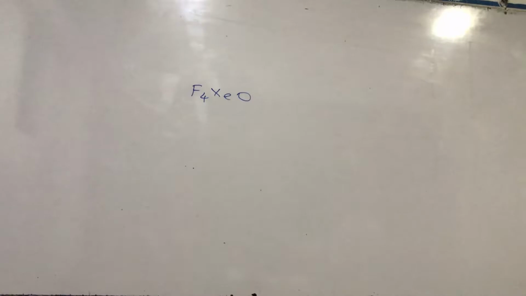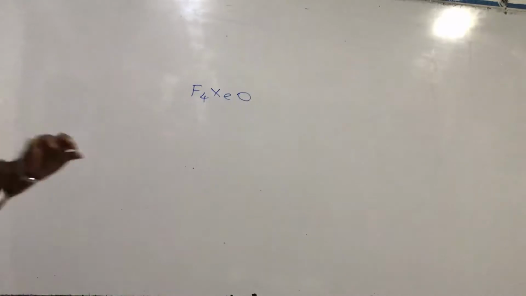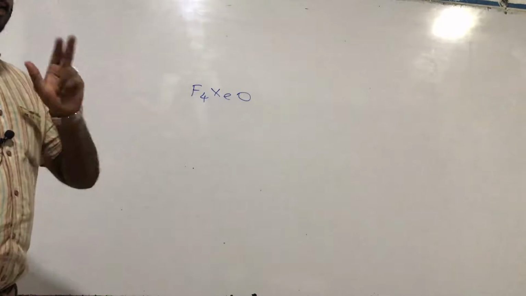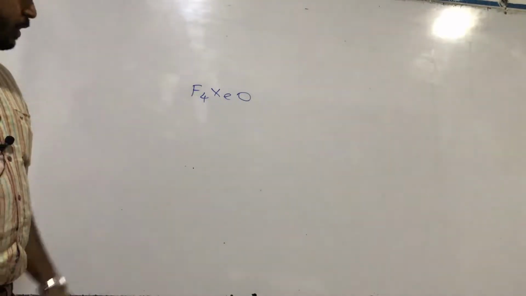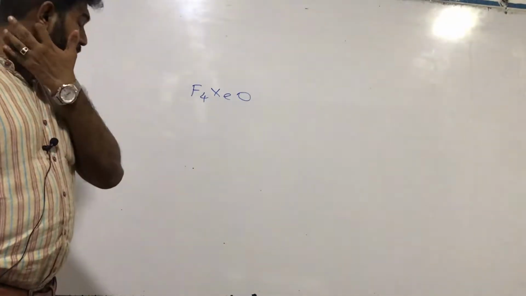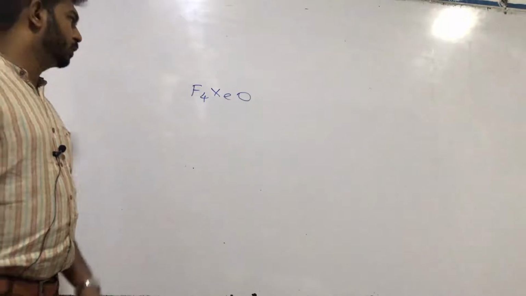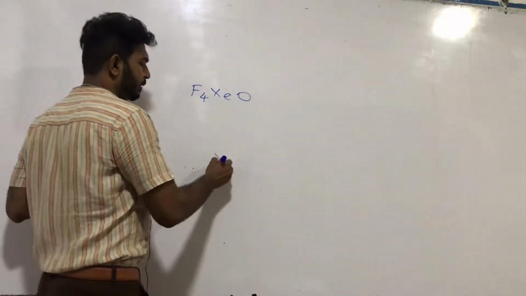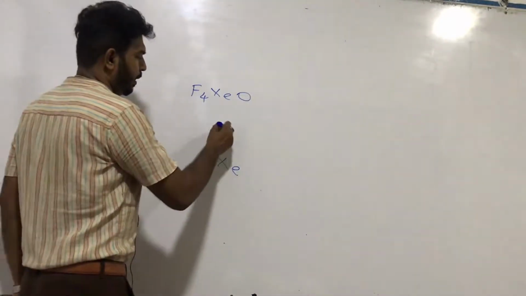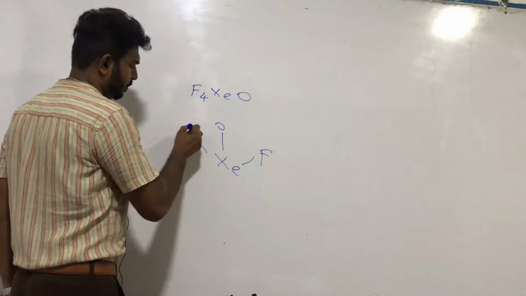Oxygen is the most electropositive atom. Why is that? Sorry, xenon is the most electropositive atom. Why is that? Xenon is a noble gas, so a noble gas doesn't try to make bonds. They have the lowest electronegativity values. So we have to take xenon as the central atom. Then we have to make a skeleton.